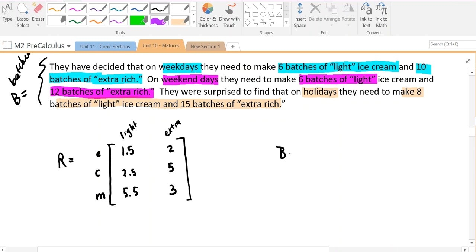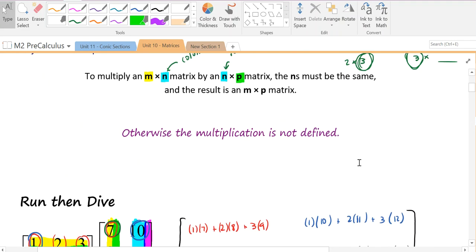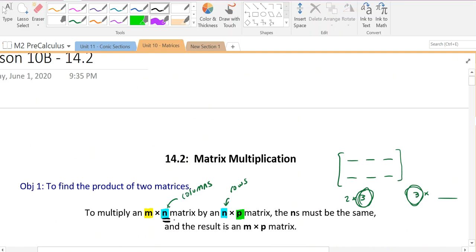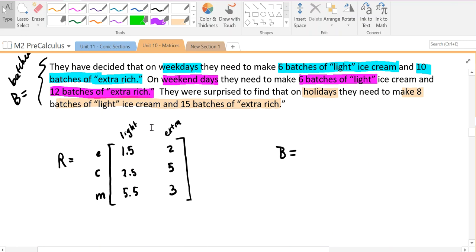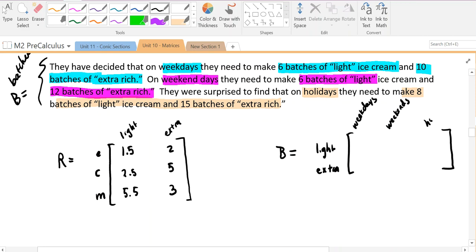Now my batches. Okay. Now, based on what we know about matrices, the number of my columns has to match my rows. So see how my columns are light and extra rich. So those are going to be my rows in this one so that I will be able to multiply them. So then my columns here are going to be weekdays, weekends, and holidays.